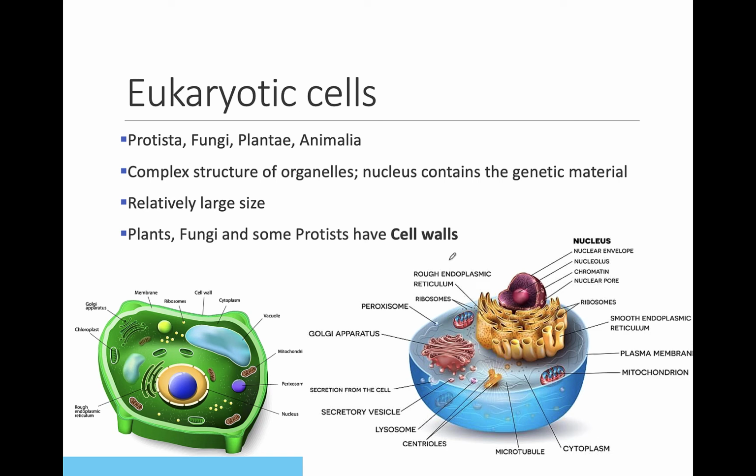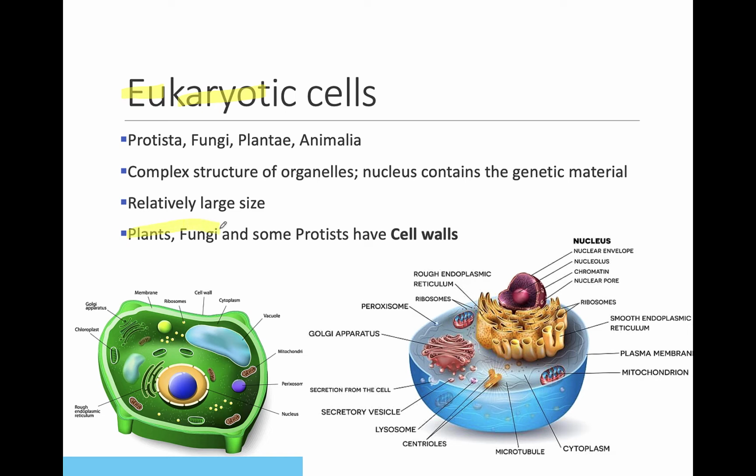The most distinguishing feature of eukaryotic cells is the presence of a nucleus. The prefix EU means true, and karyon means nucleus. Thus, eukaryotic cells have a true nucleus.